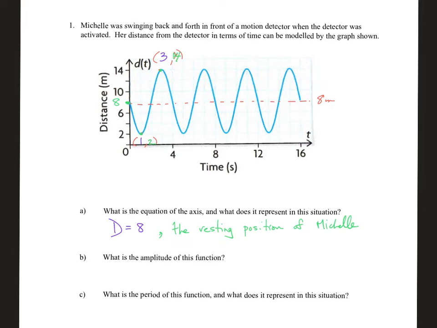Now, we could also make a note that the equation of the axis, because it's 8, would represent the starting position, but we have to be very careful though. Don't make a comment about the starting position, because it could have been quite easy that Michelle started swinging at another distance. Okay, let's take a look at B. What is the amplitude of the function? Well, the amplitude we can pretty easily calculate. We see that we have a maximum of 14, a minimum of 2, and so therefore my amplitude has to be half of that height, which would be 6.